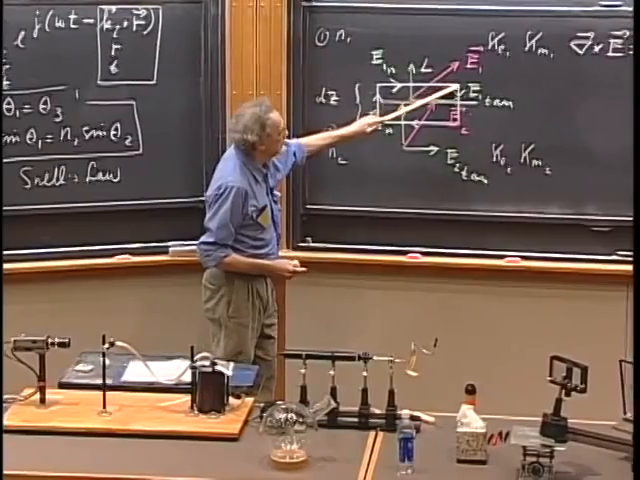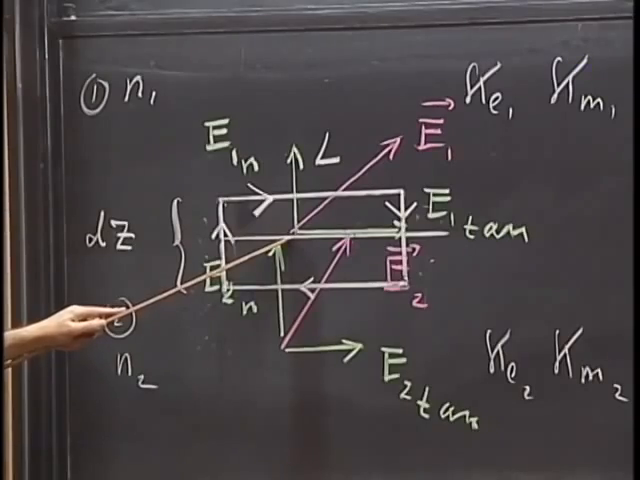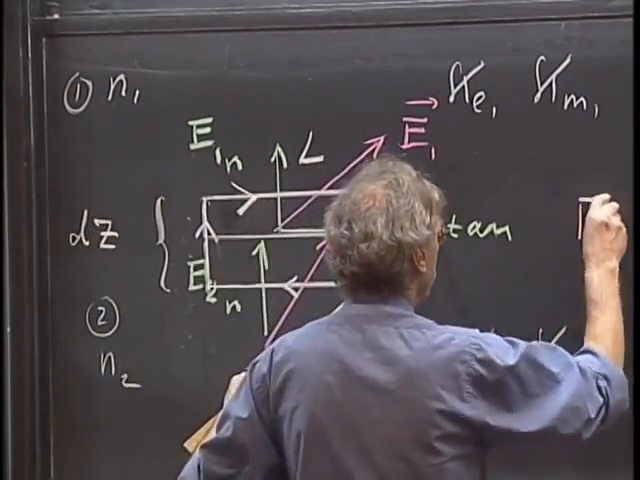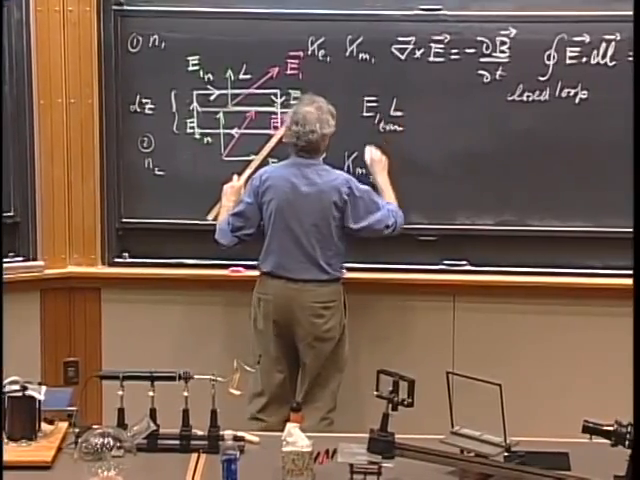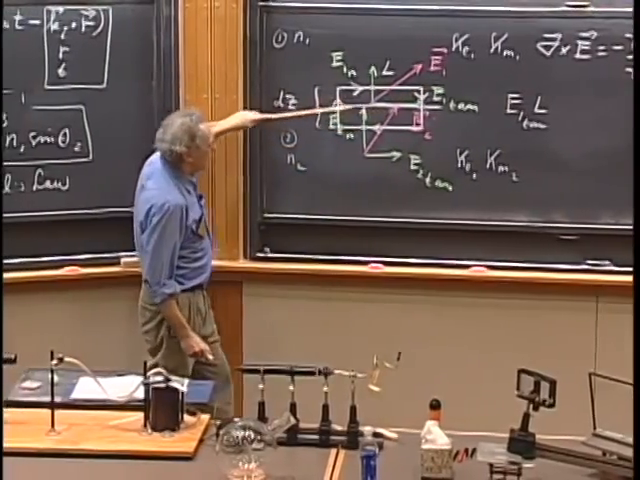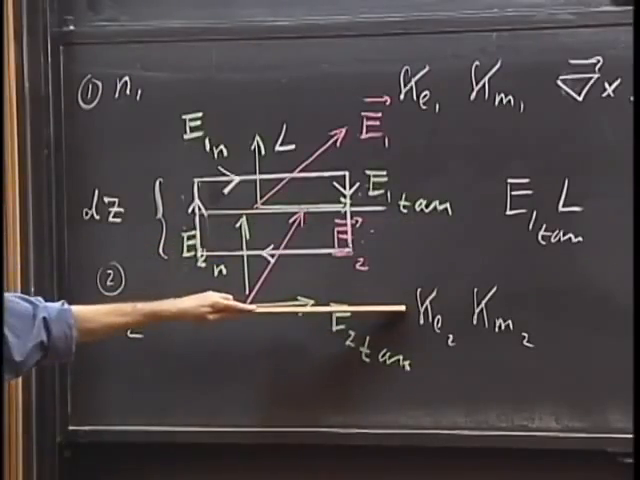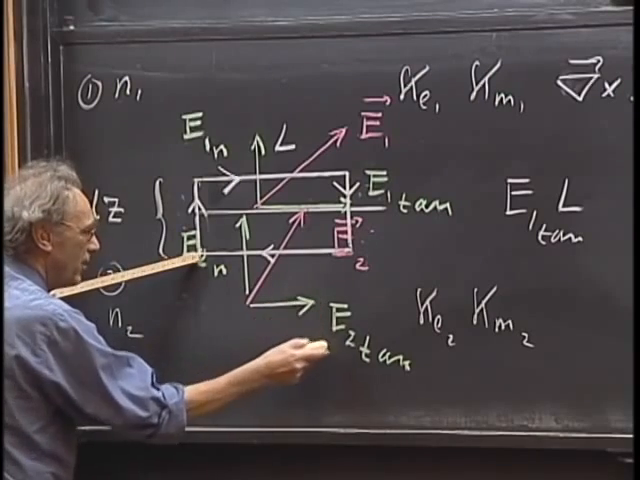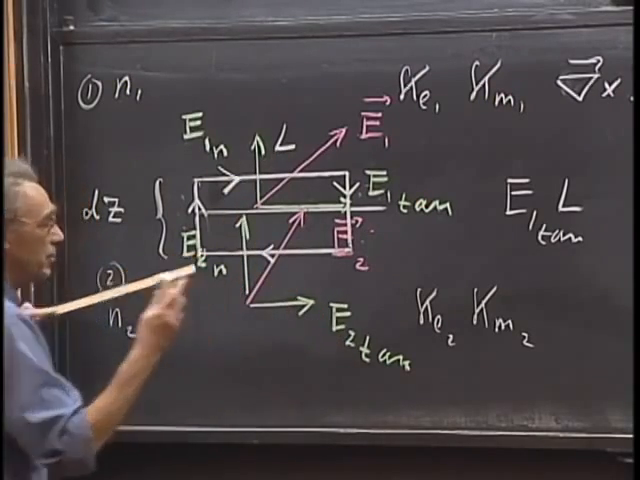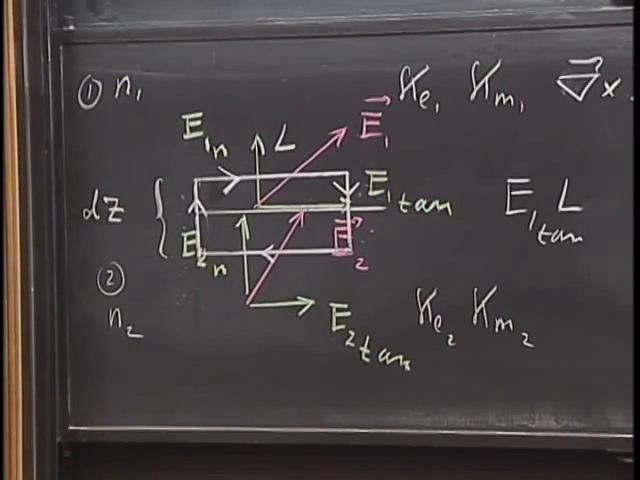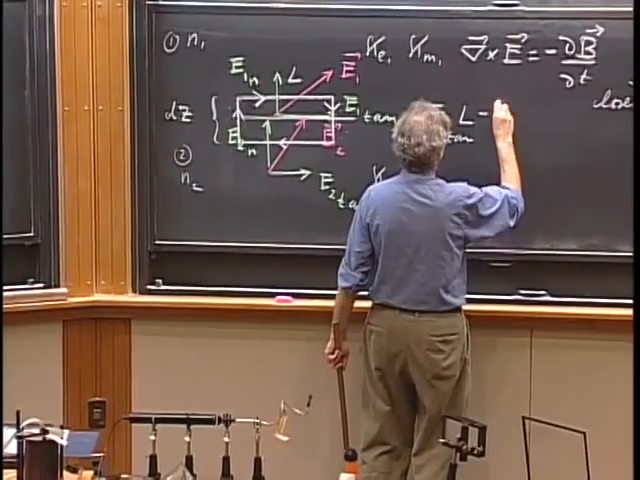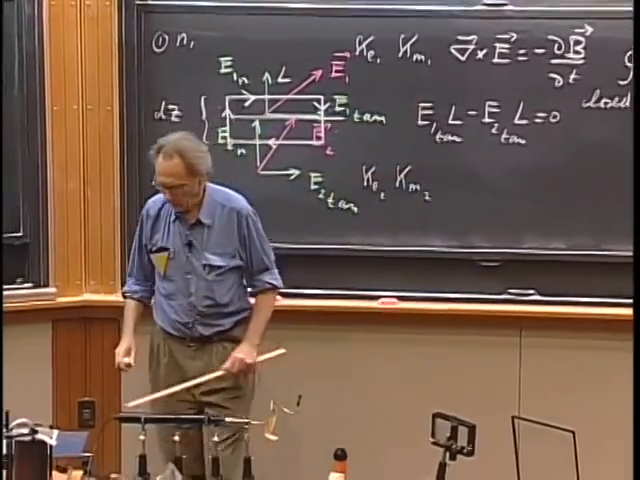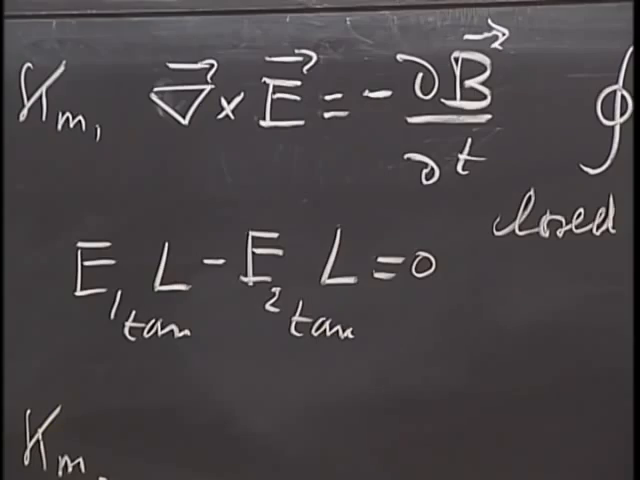And the path from here to here, this component has no effect because it's at 90 degrees, so it's only the horizontal component that I deal with. And so I get that E1 tangential times L, that is in this direction. This is my positive direction of E. But now I go in this direction. Now my little dl is like so, but my E is now in the positive direction. So I get the product of L times this, but now I get a minus sign because dl and E are in opposite directions. So now I get minus E2 tangential times L equals 0. And so, oh, it's not 0. Not yet. It is 0, but not yet.